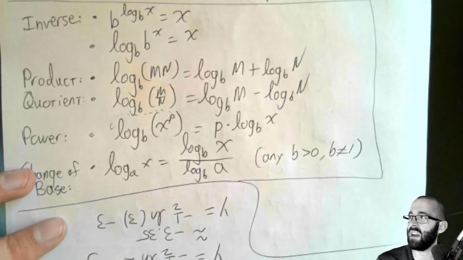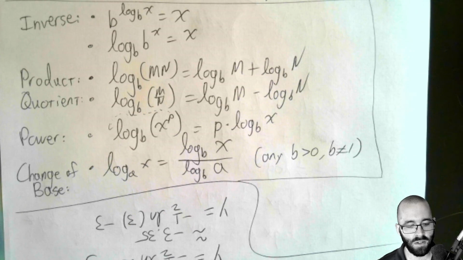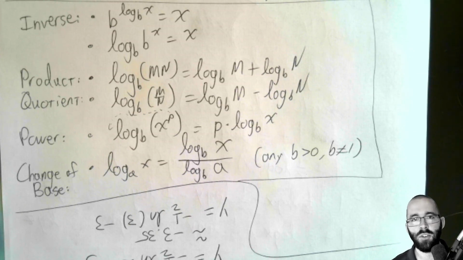Remember, we have this table right here. The table has all of the properties, and you need to know these. You need to have these memorized, okay? They should be second nature to you, just like 2 + 2.